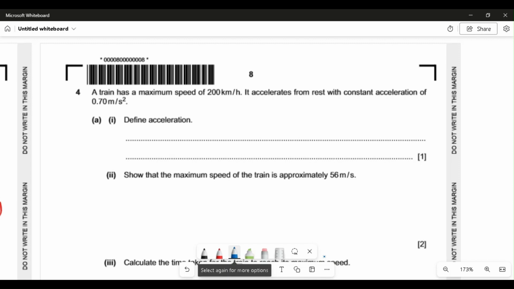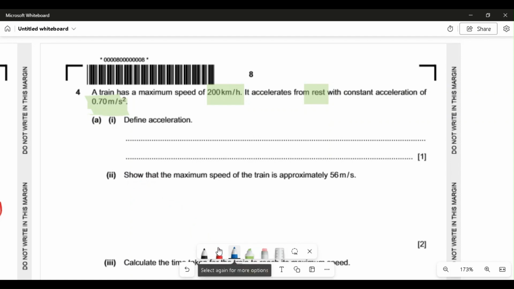Question number 4. A train has a maximum speed of 200 kilometer per hour. This is 200 kilometer per hour. It accelerates from rest. This is very important to mention, from rest, at a constant acceleration of 0.70 meter per second.